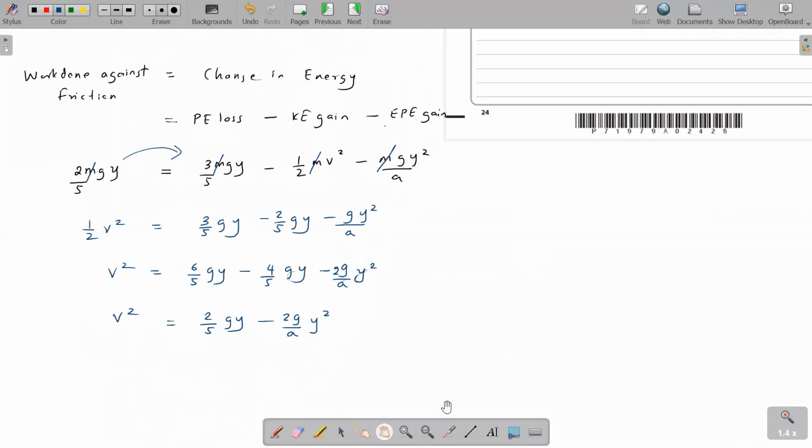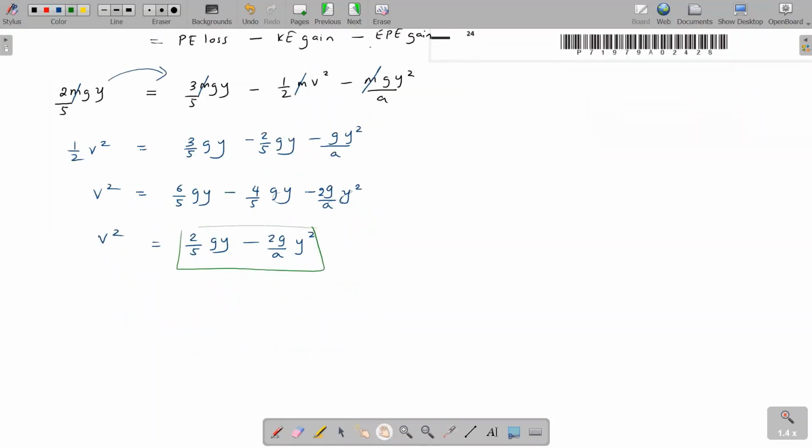I want the value of y such that v is a maximum, because I want to find the maximum velocity. To get the value of y that gives the maximum v, you do realize it's a quadratic function in y, right? There's a minus y square, so it's a negative y square function, meaning a quadratic maximum graph. So I want to find the maximum point. Let's differentiate this equation, set it to 0, get the y value, and substitute it back to this equation to get the y value that gives you the maximum v square.